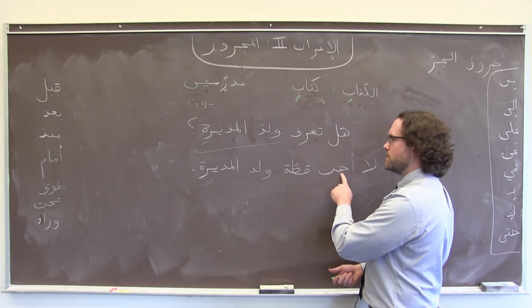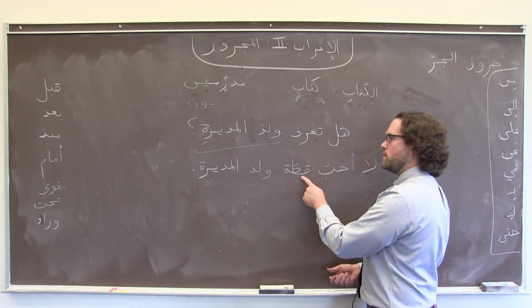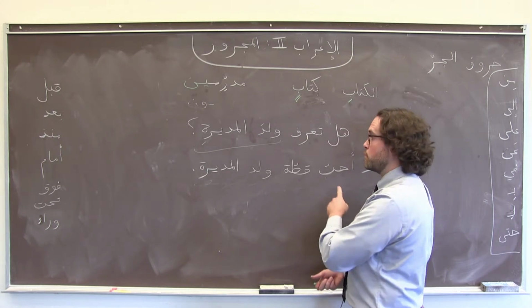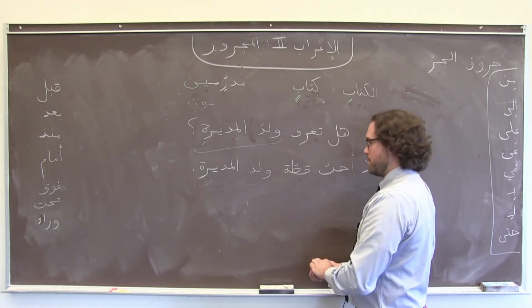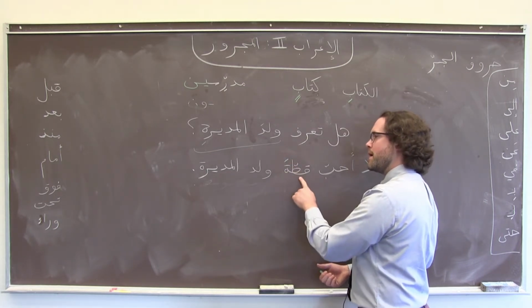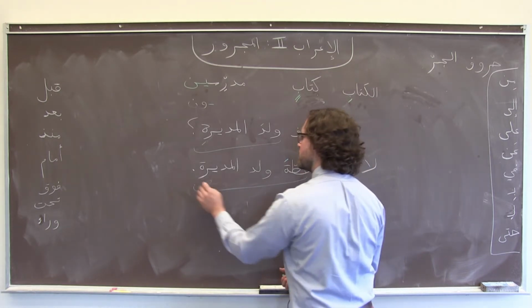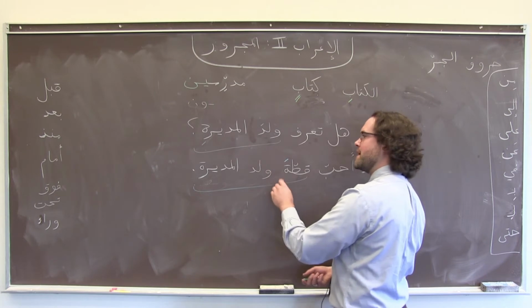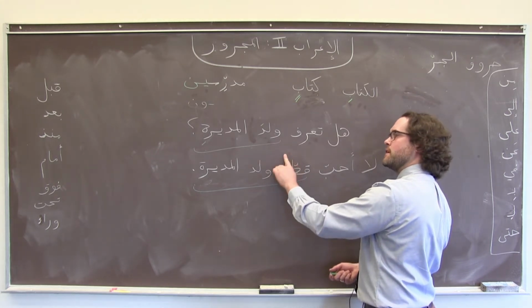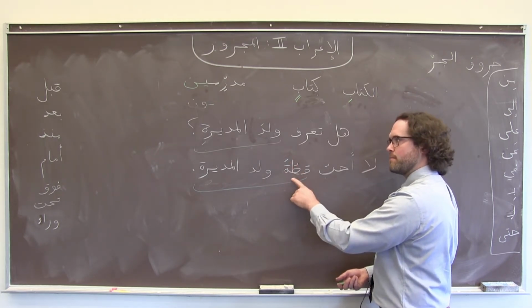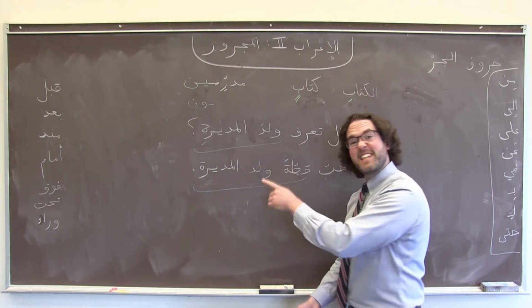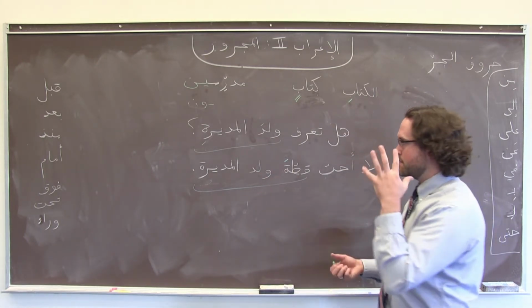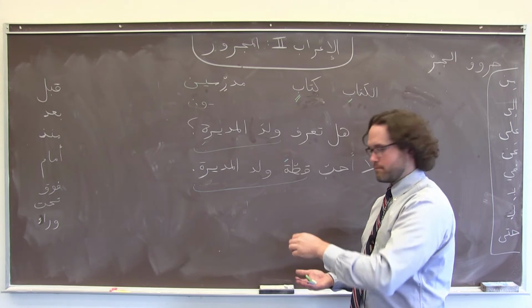Well, here, قطة is the direct object of uhib. So again, it's going to be mansub. But it's part of a three-word idafa. So it has a definite meaning, and it isn't going to take tanween. No, it's going to stay that way. Now, walad is the second word of an idafa, which means it needs to be majroor.